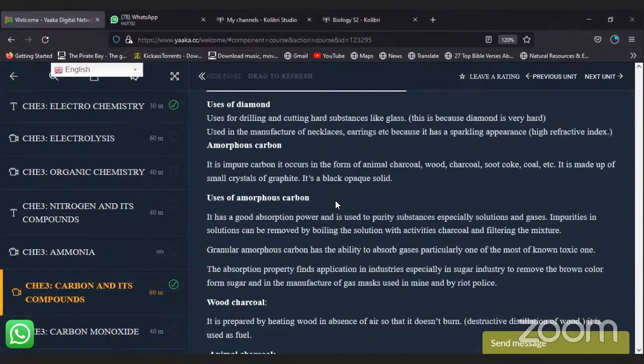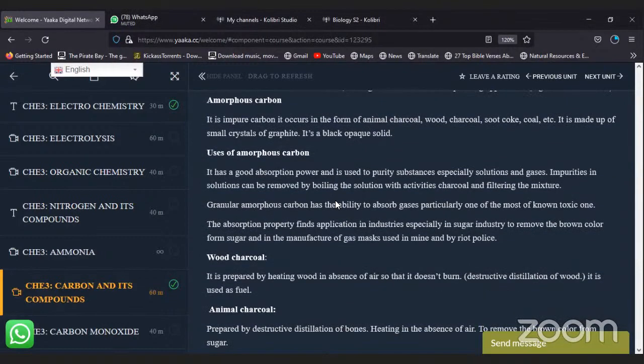Okay, let's continue. Amorphous carbon. It is impure carbon. It occurs in the form of animal charcoal, wood charcoal, soot, coke, coal, etc. So all those that I've mentioned contain amorphous carbon.